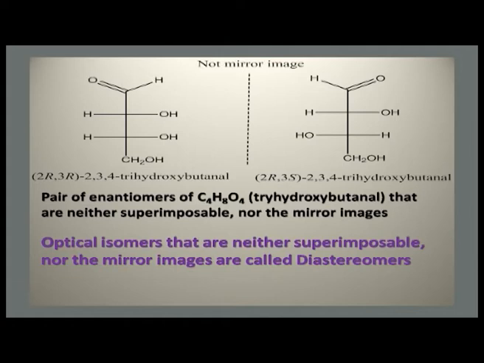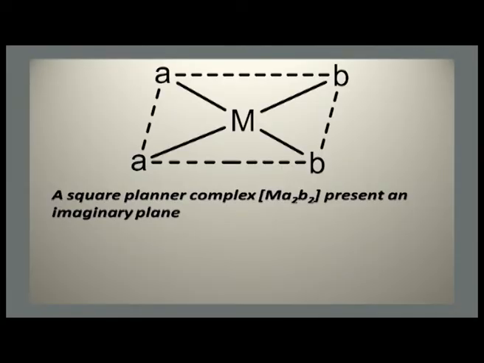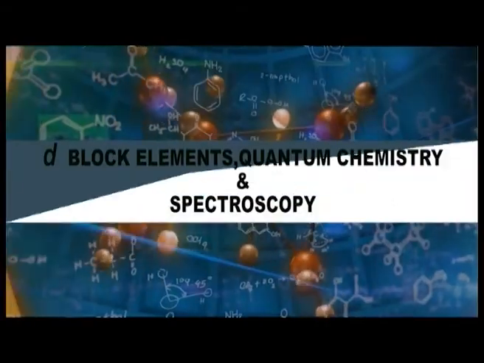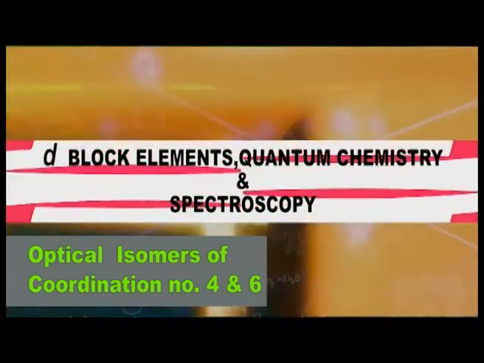So, I am elaborating on the plane of symmetry a bit, and the rest of the symmetry elements I expect you will learn by yourself. An imaginary plane which, when passed through a molecule or object, divides it into equal halves, one half of which is the mirror image of the other half. See the structure here. These types of planes are called planes of symmetry. Now let's study the different possibilities of optical isomers in coordination number 4 and 6.